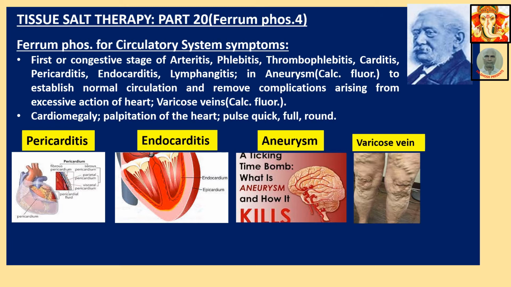Various types of inflammation. Arteritis, arterial inflammation. Phlebitis, venous inflammation. Thrombophlebitis, vein inflammation due to thrombus formation. Carditis, heart muscle inflammation. Pericarditis, inflammation of the heart covering. Endocarditis, endocardium means the internal layer of the heart. Lymphangitis, that is lymph vessels inflammation. In aneurysm, Calcarea fluor establishes normal circulation and removes complications arising from excessive action of the heart.